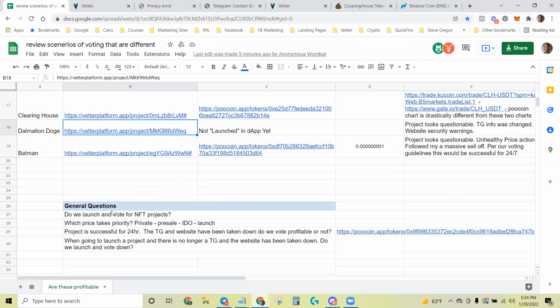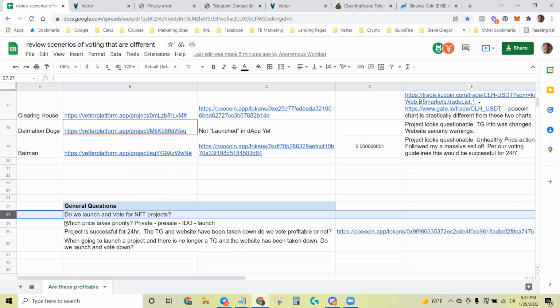Right. And so I just had a couple of questions real quick that relate to voting. Do we launch and vote for NFT projects right now? I would say if there's no smart contract, then no. If it's like an NFT platform or something like that, or it's actually a token associated with an NFT launch, then yes. But if there's no smart contract and there's no launch pad per se, then no. Well, in other words, I don't think NFT projects should be posted on the calendar if it's not associated with a token launch.